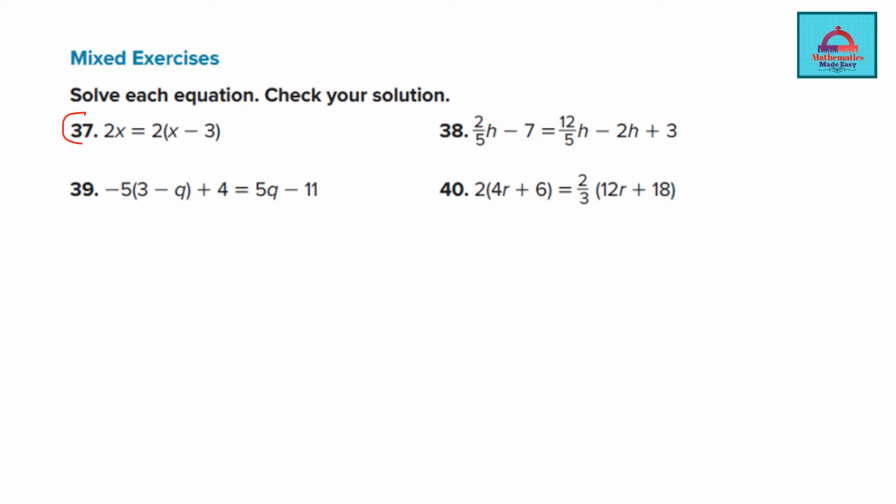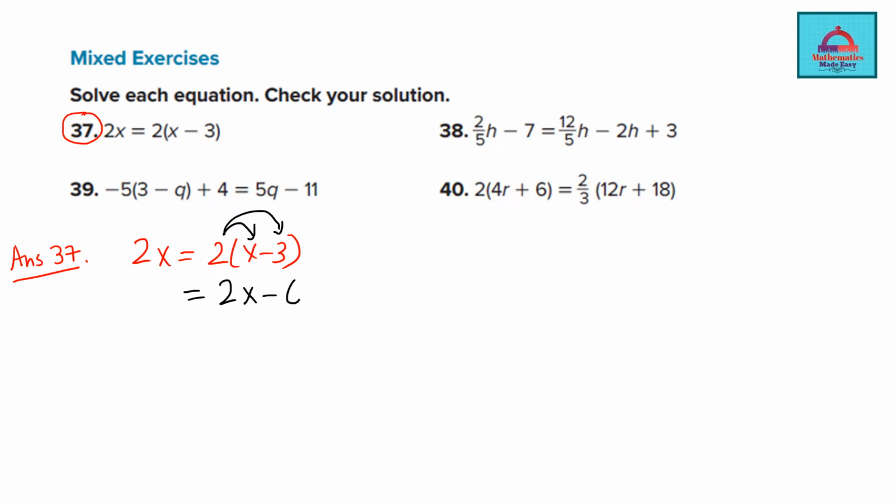First question that we'll solve will be 37. In question 37, you see brackets on the right side. Whenever you see brackets, it has to come to your mind that you are going to distribute the number which is outside to the numbers which are inside. So we use the distributive property to multiply and we get 2x minus 6.